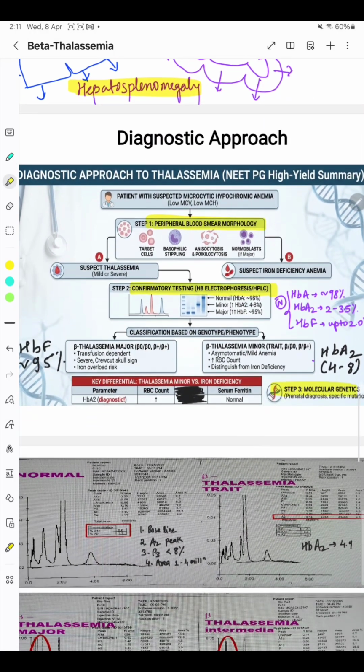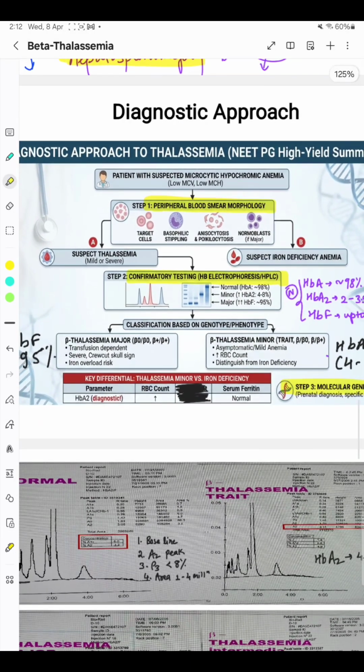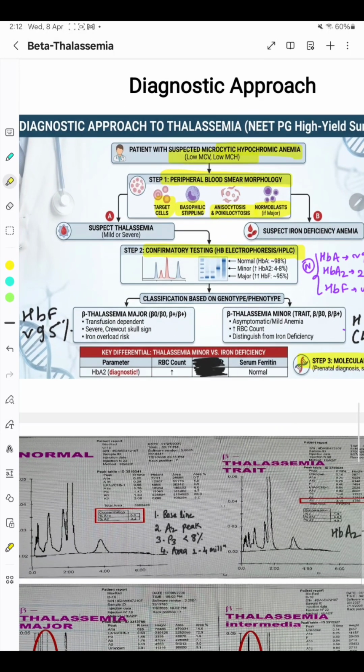Now we will see the diagnostic approach to beta thalassemia. The patient presents with clinical symptoms of anemia. On complete blood count, there is microcytic hypochromic anemia with low RBC indices, MCV, MCH. On peripheral smear, there are target cells, basophilic stippling, anisopoikilocytosis, normoblasts, and polychromasia.